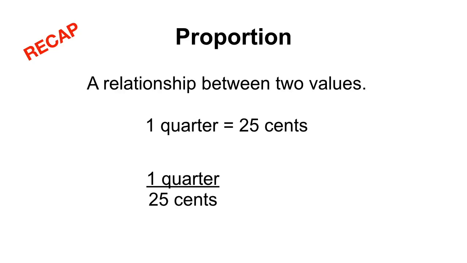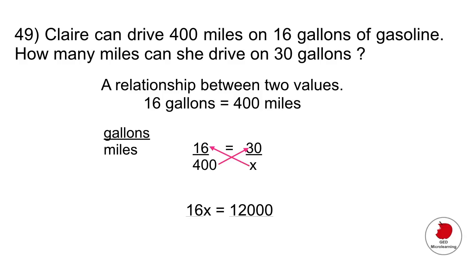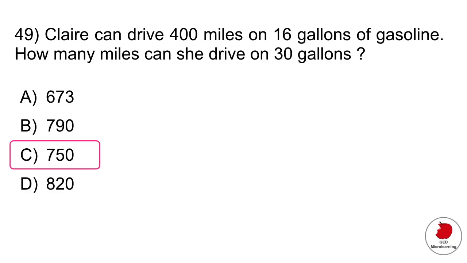All right, so what you have to do here is set up a proportion, like this, and multiply across. The relation between the values is this: we said that 16 gallons is equal to 400 miles, so we have gallons to miles. We set up our equation like this, where we have to find the miles on the right side. If you multiply across, you end up with that number. Divide both sides by 16 to get your x, which is equal to 750, option C.